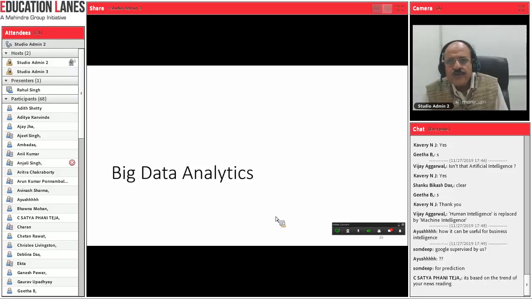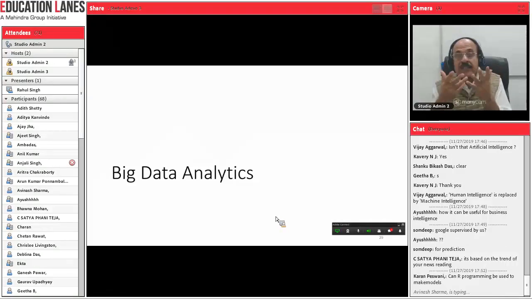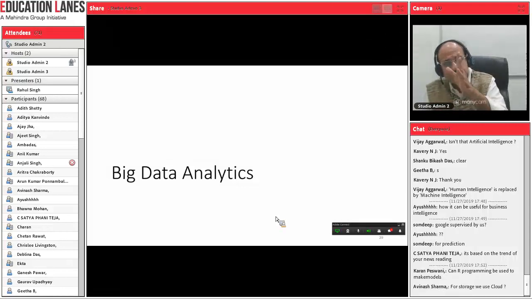So how do you store this data? First of all, you need to store this data, and then you need to analyze it. Any internet data, discussion forum data, will not come on a single machine, on a server. 1 terabyte, 2 terabytes will not fit.